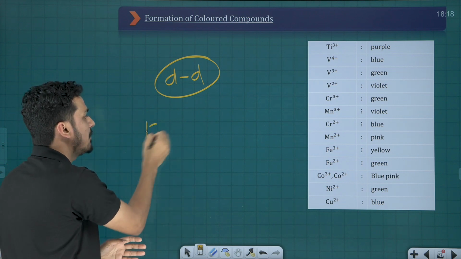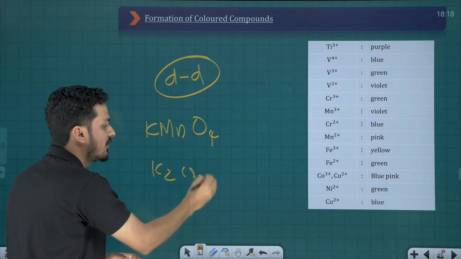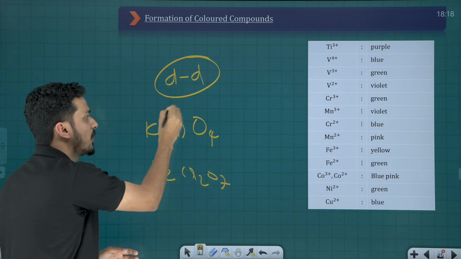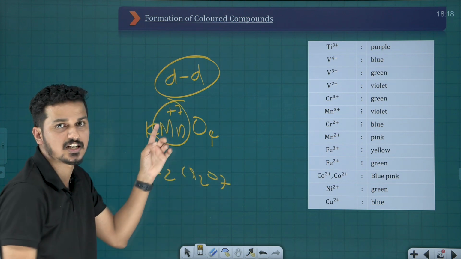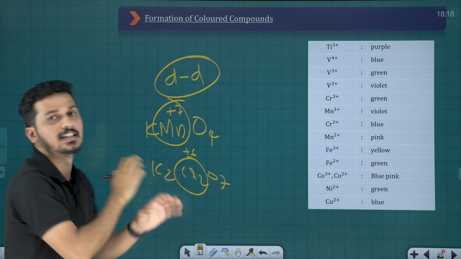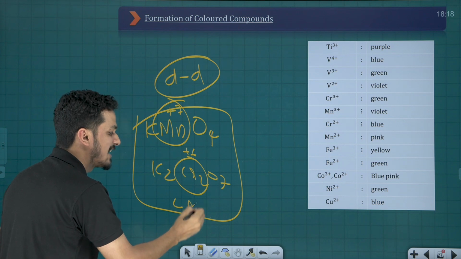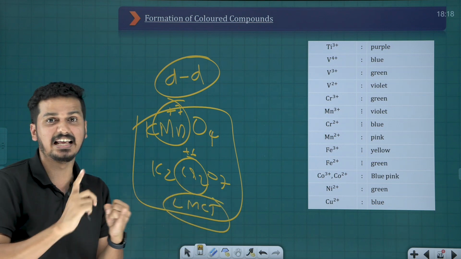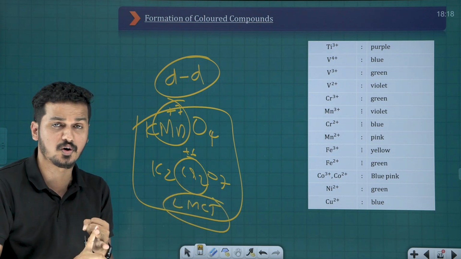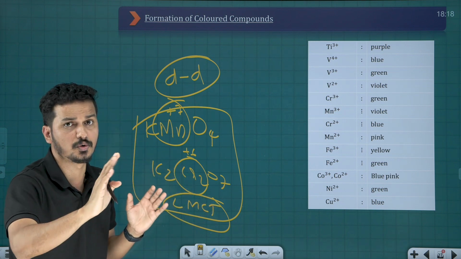But in the case of KMnO4, K2Cr2O7, etc., in KMnO4 the manganese oxidation state is +7. There is no d electron. In the case of chromium, it is +6. There is no d electron. In their cases, ligand metal charge transfer, LMCT, causes what? That color idea, that also you have learned. You have to go through it. You have to check it.